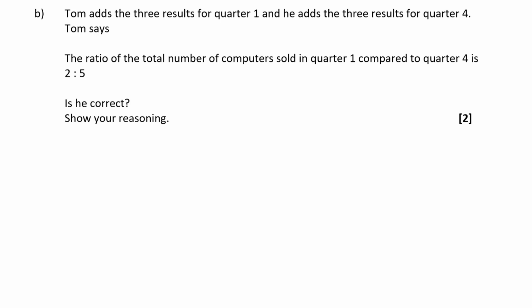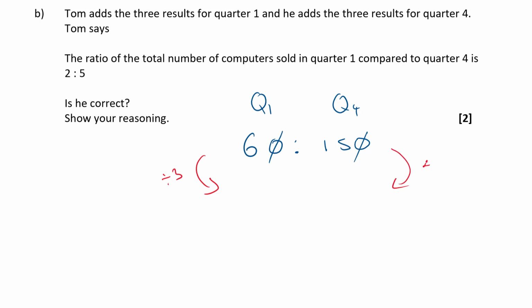So does the ratio 60 to 150 cancel down like they say? So this was quarter 1 and this was quarter 4, wasn't it? Okay, so I can scratch off those 10s straight away. So 6 to 15. 6 and 15 are both divisible by 3. So 6 divided by 3 and 15 divided by 3 gives me 2 and 5. Oh yeah, well he was correct then. So he was correct.